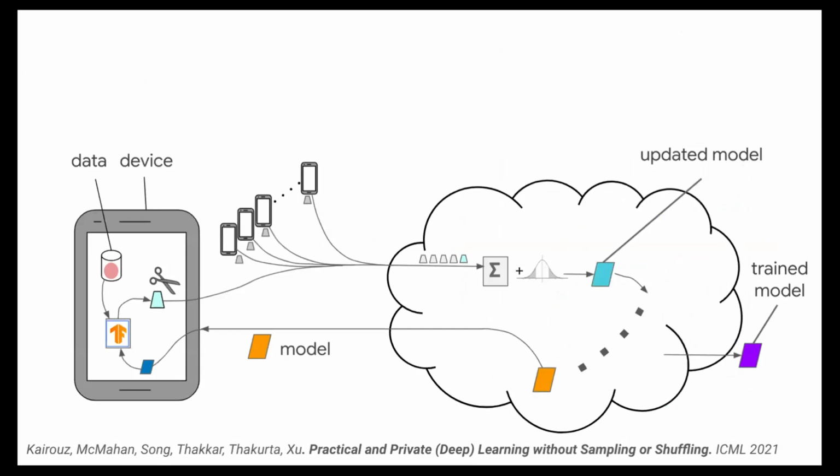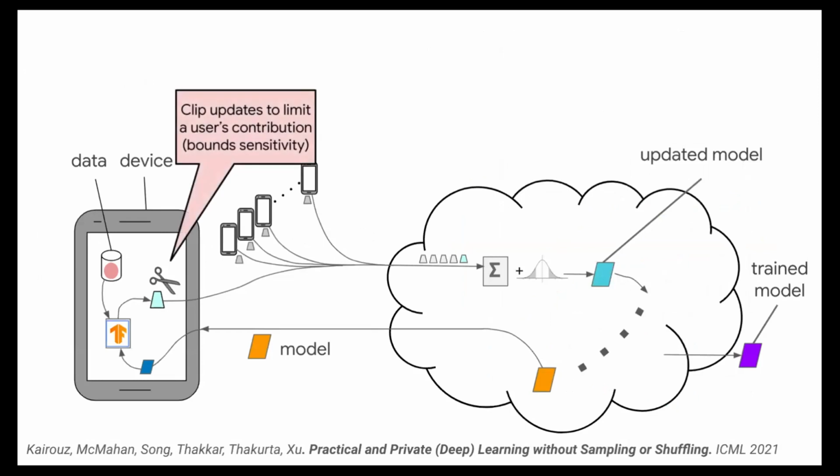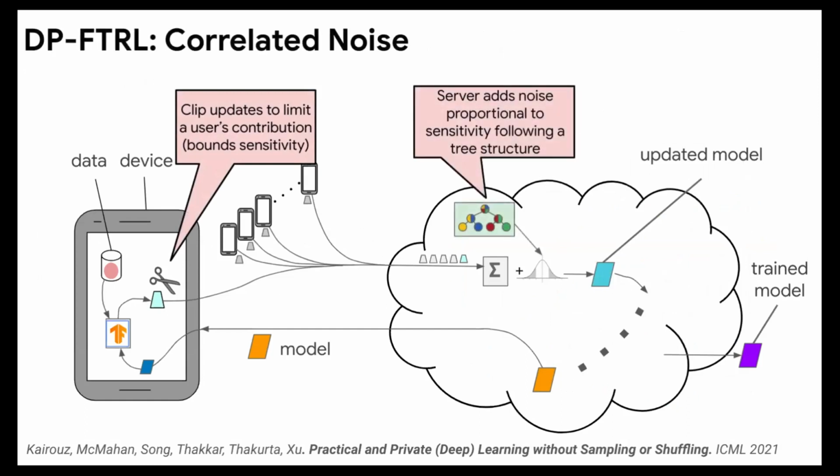Let's go back to the federated averaging algorithm and the variant DP-Fed averaging. Here, when we use the DP-FTRL algorithm in this framework, the first part is still the same. We still clip client updates to control the sensitivity. The main change is the second part. Instead of adding noise each round, the server will add noise proportional to sensitivity following a tree structure.